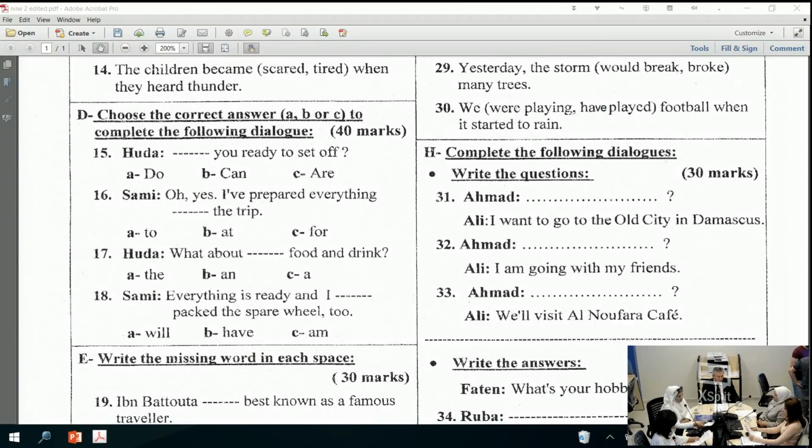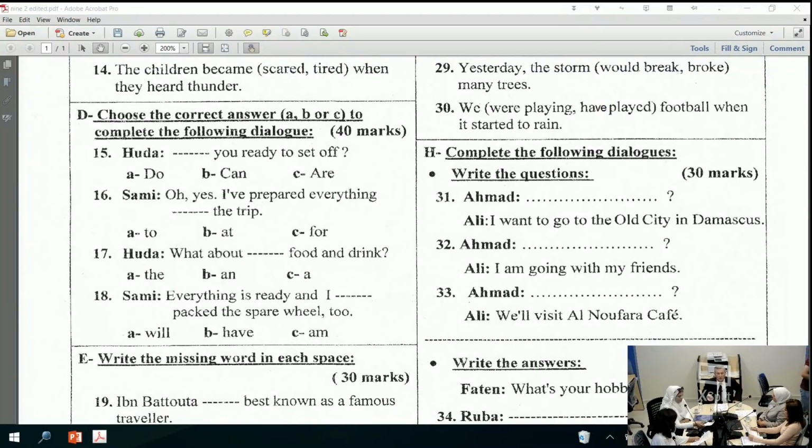Number 32, Iqbal, please. Ali: I'm going with my friends. The answer is my friends that we want to ask about. So we will make it a yes/no question at first. So the question must be, are you going with your friends? We omit your friends and we use the pronoun who. Who are you going with?